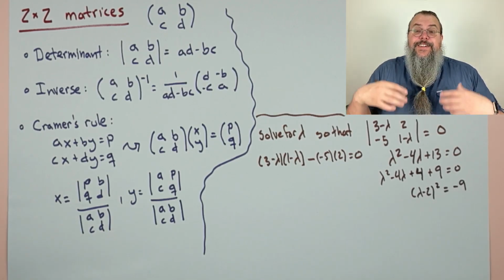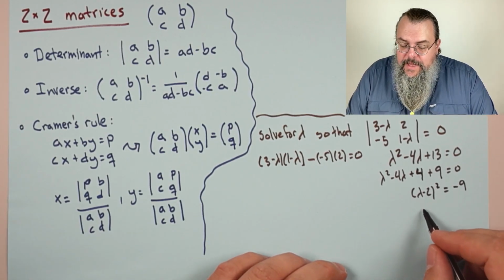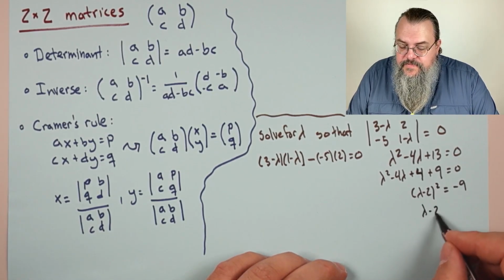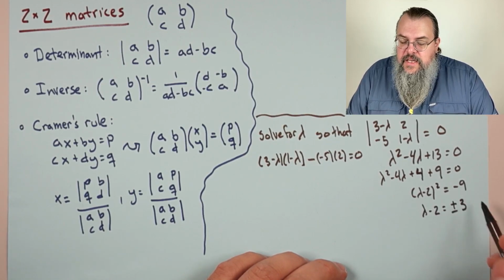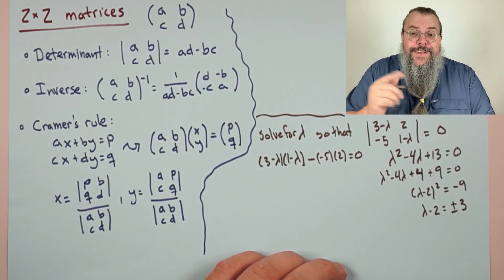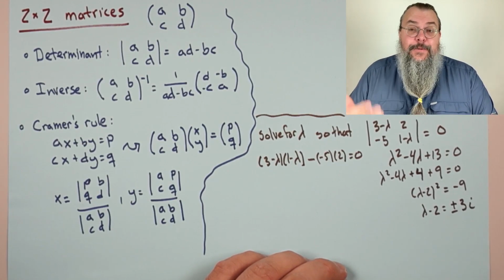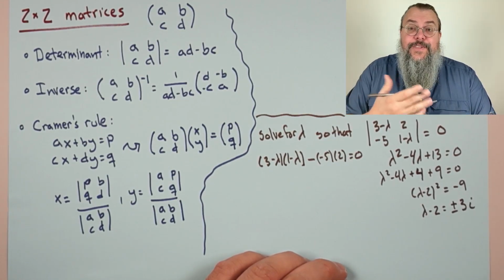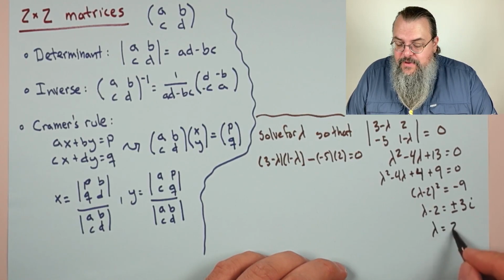All right, now we can apply square roots. Say, all right, well, we have lambda minus 2. Square roots are plus minus. Square root of 9 is 3. Then I need some number that when I square it gives me negative 1. We have a number called i, right? Because that was the property of i: i squared equals negative 1. Finally, add 2. And so we end up with 2 plus minus 3i.